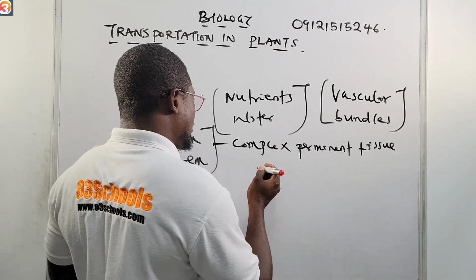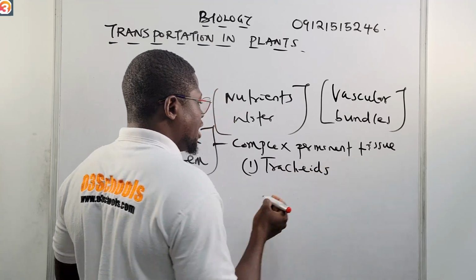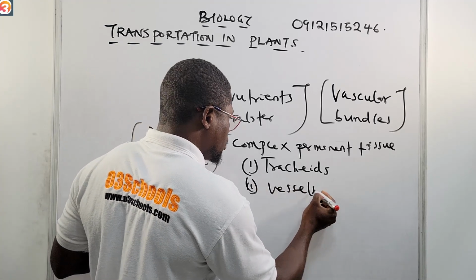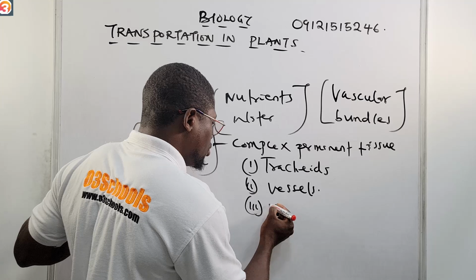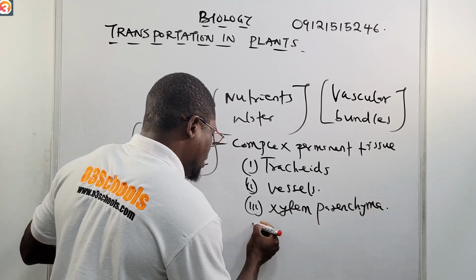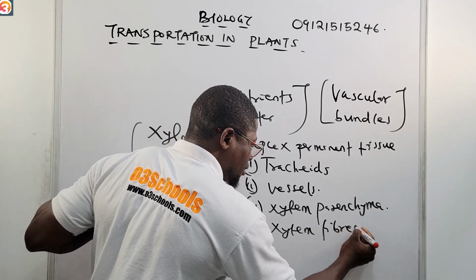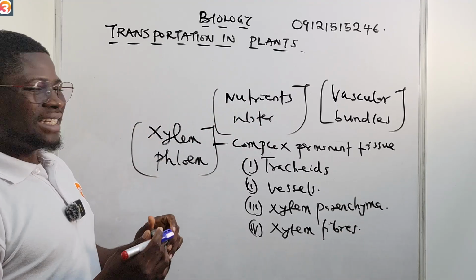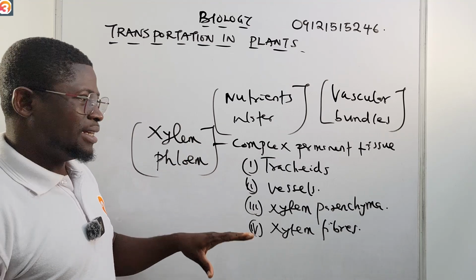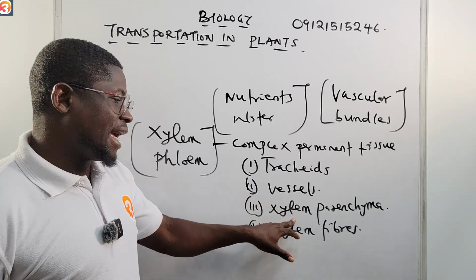Number 1, we have the tracheids. Number 2, we have the vessels. Number 3, we have the xylem parenchyma. Number 4, we have the xylem fibers. So the xylem is a complex permanent tissue found in plants, made up of 4 types of cells: the tracheids, the vessels, the xylem parenchyma, and the xylem fibers.